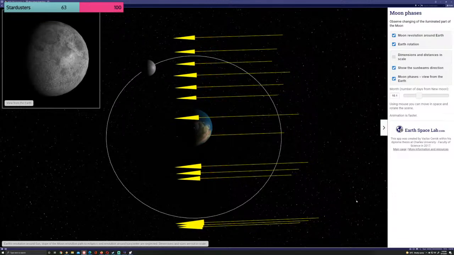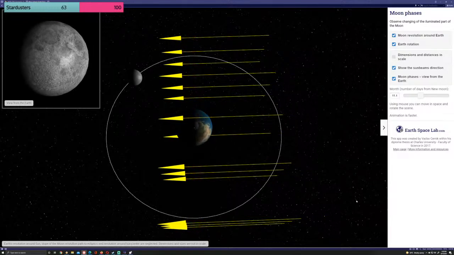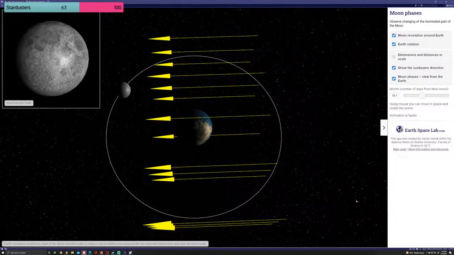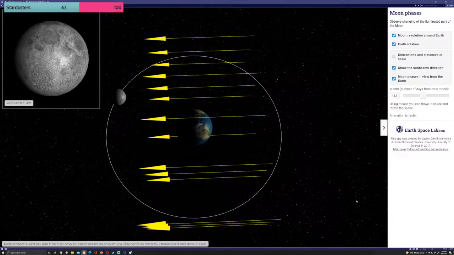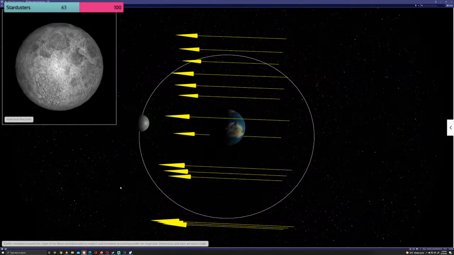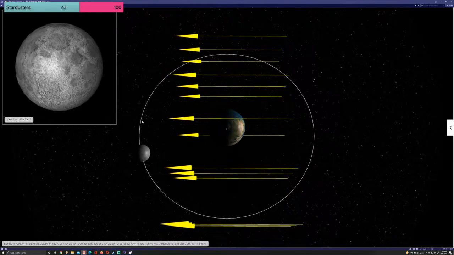As the moon continues to go around our planet, it reflects more and more sunlight back towards us. It does not generate its own light, it's just reflecting back sunlight. Here we see what is called full moon phase, so the moon is directly behind us, so the sun is to the right, the moon to the left, and the Earth right in the middle.